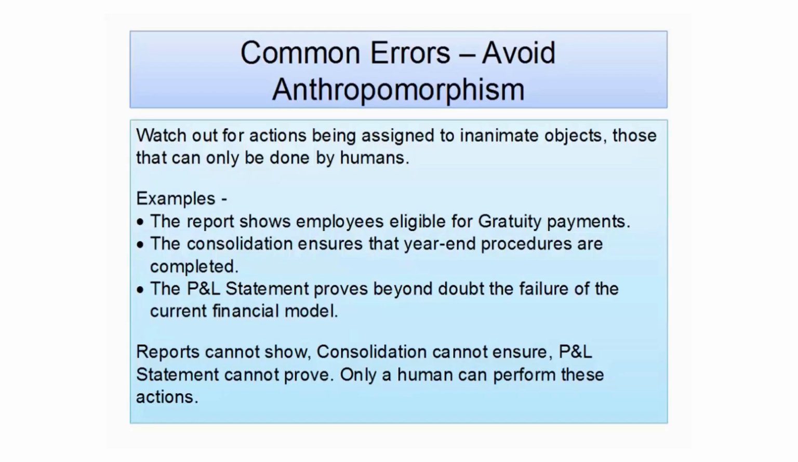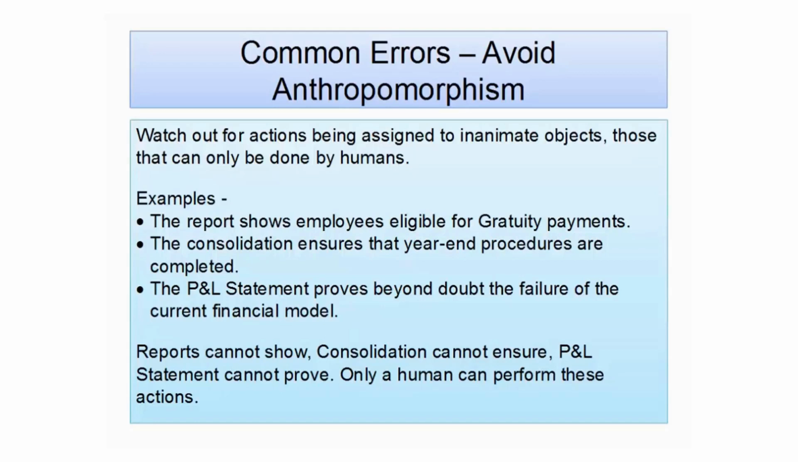The report shows employees eligible for gratuity payments. The consolidation ensures that the year-end procedures are completed. The profit and loss statement proves beyond doubt the failure of the current financial model. The big unseen error in the above statements is that activities that can only be done by humans have been attributed to inanimate objects. The report cannot show, the consolidation cannot ensure, and the profit and loss statement cannot prove, because only a human can do these activities.